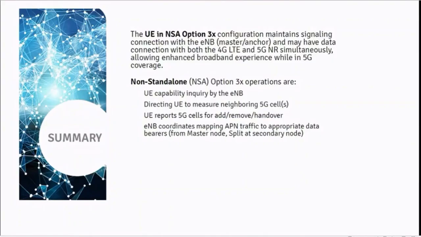Typically, the LTE E node B has not been dimensioned to handle very high data rates. But with the help of 5G, we can increase the data rate. That's why it is a favored option, right? And 3x is the most favored option to increase the broadband speed, or you can say the throughput.